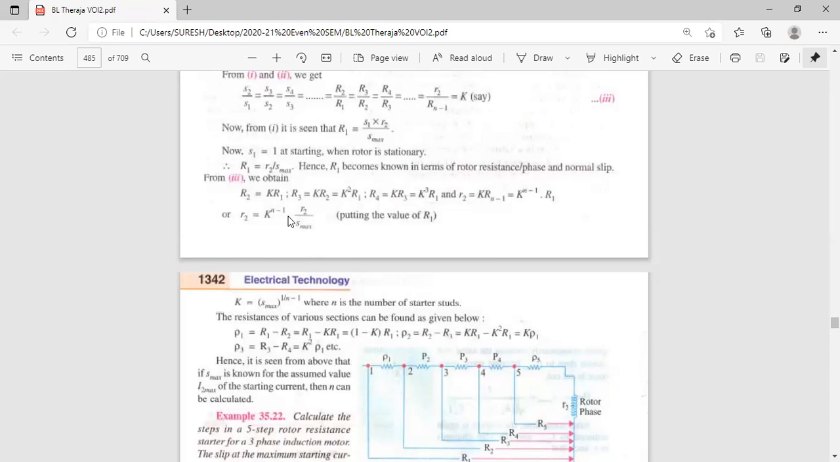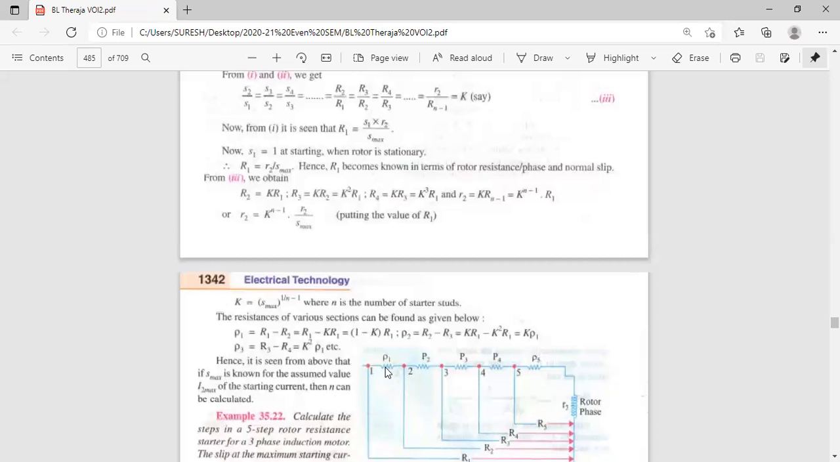R2 is equal to K power n minus 1 into R2 by S max. This R2 is going to be cancelled or not? Right side, left side. Yes, sir. Okay. If it is cancelled, what is the value of K? Bring this S max to this side, n minus 1 to this side. K is equal to S max power 1 by n minus 1. This is the value of K which we will use in the problems.